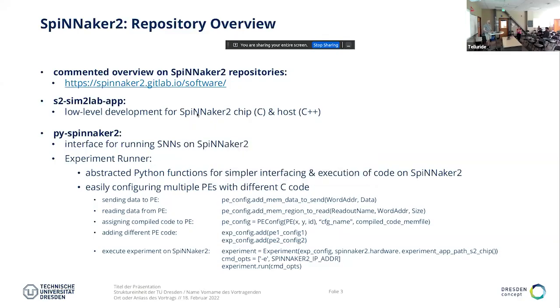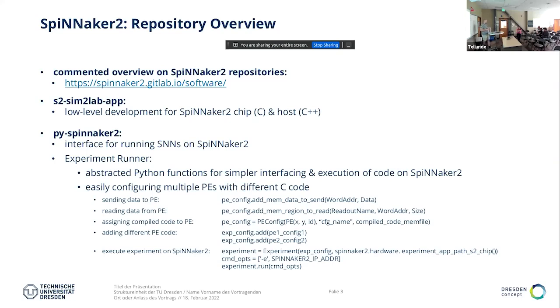The main library that you will probably use at the beginning is S2's Sim2Net app. That is the one library for basically low-level programming of Spinnaker 2. So there's the host software in C++ and the software for the chip that's running on the processor elements that's written in C. So if you want to write some tests in C and C++, this is the one you need. You need it anyway, also for PySpinnaker 2, which is a Python-based library. And that's basically a Python interface for running spiking neural networks on Spinnaker 2. That's the original use case.